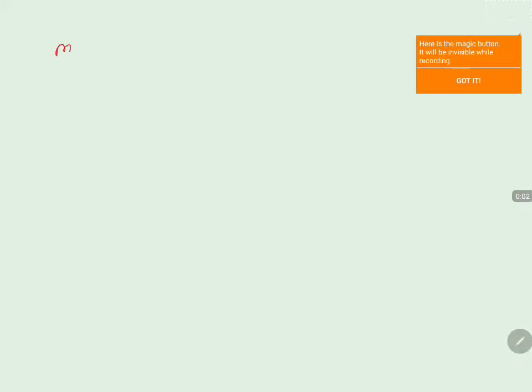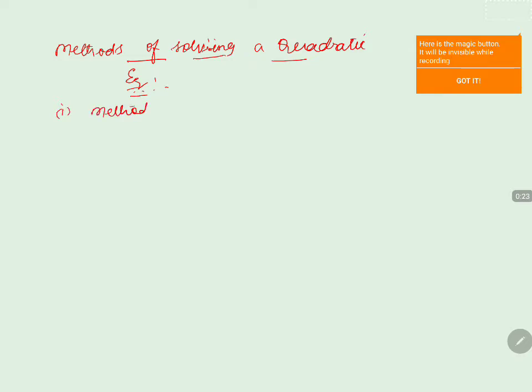Now we'll discuss the methods of solving a quadratic equation. What are the different methods? The very first one is known as the method of factorization. This is one of the methods used to solve a quadratic equation.